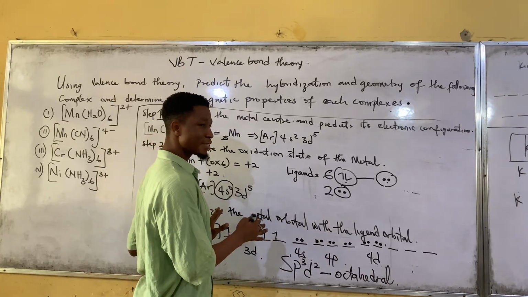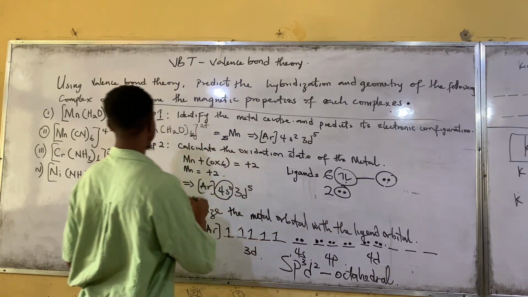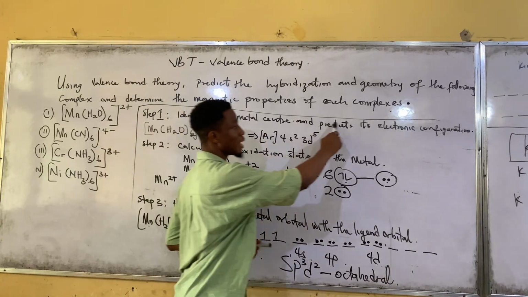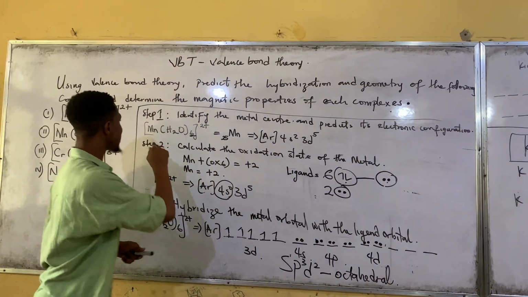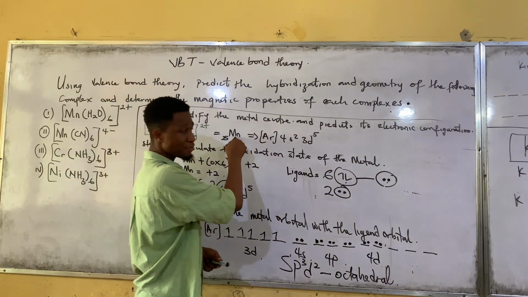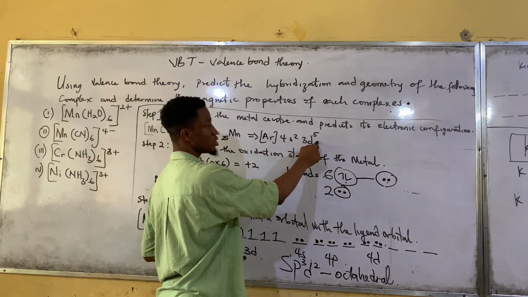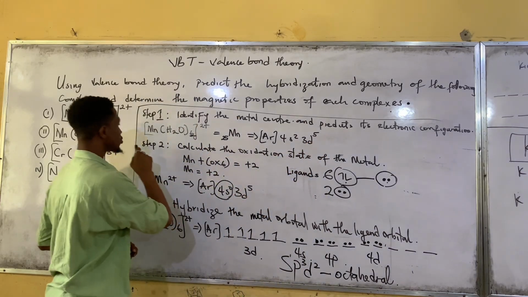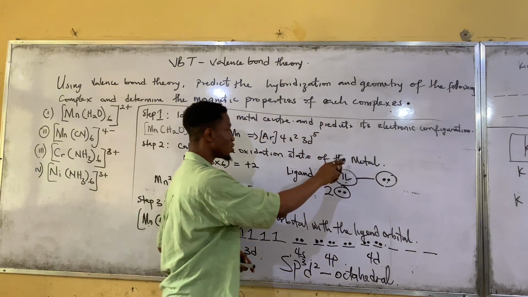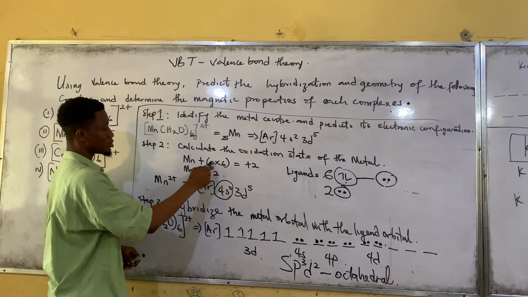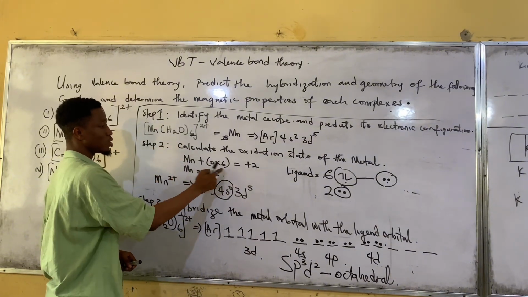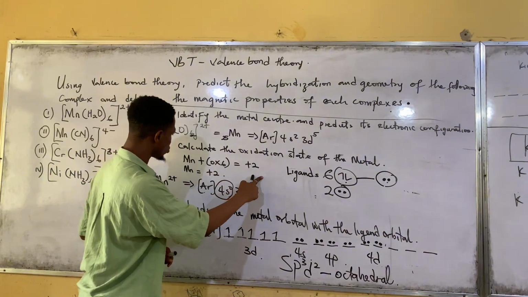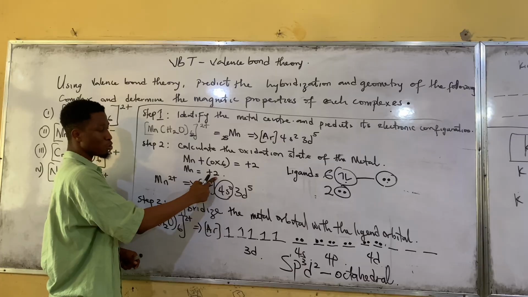So let's take it again from the beginning. So the first step is to what? Identify the metal center and predict the electronic configuration. So the metal center is Mn. Mn is 25. The electronic configuration is argon 4s2 3d5. Are we there? So now next step, calculate the oxidation state of the metal. Mn plus the ligand here is neutral, so 0 times 6 equals plus 2. That means you have Mn to be 2 plus, right?